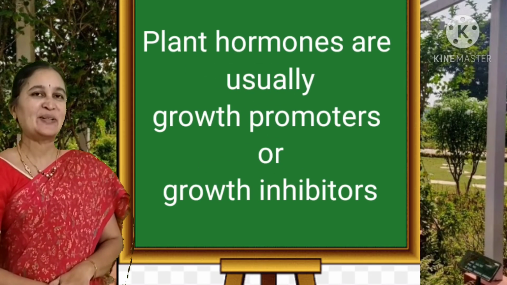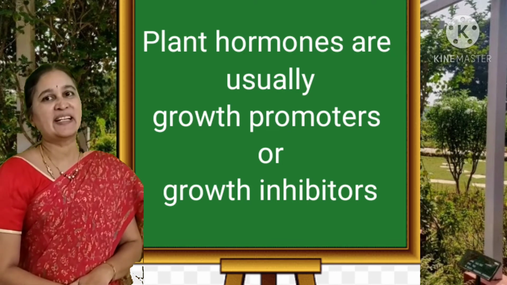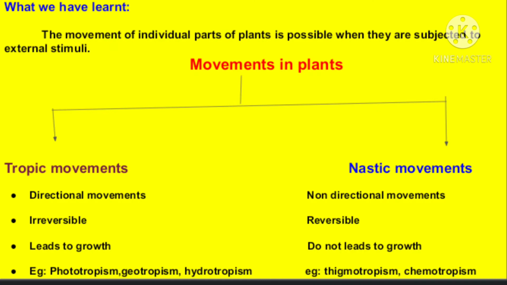Unequal distribution of auxins affects the root and the stem growth. High concentration of auxins stimulates stem growth and inhibits root growth. Movements in plants are different from animals. They respond to stimuli in a different way.